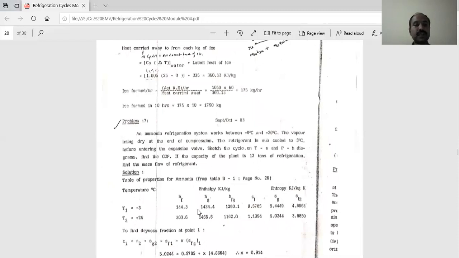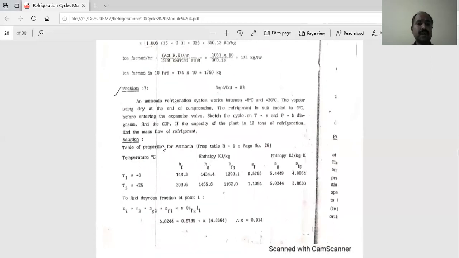Now the last problem of this module 4. I'll read out this problem now. An ammonia refrigeration system works between minus 8 degrees centigrade and 26 degrees centigrade. The vapor is dry at the end of compression. The refrigerant is subcooled to 5 degrees centigrade before entering the expansion valve. Sketch the cycle on TS and pH diagrams. Find the COP. If the capacity of the plant is 12 tons of refrigeration, find the mass flow of refrigerant.